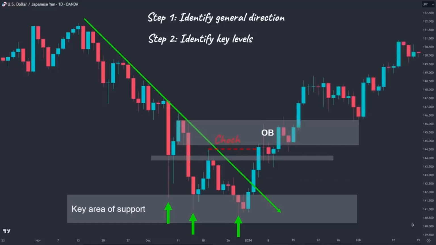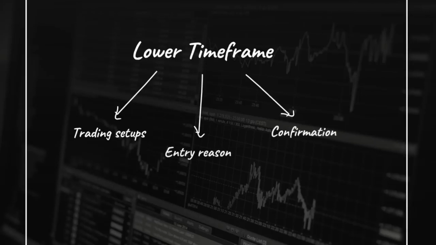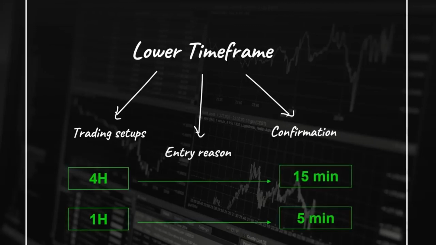As much as the higher timeframes are important, executing trades is done in the lower timeframes like 15 and 5 minutes. Combining the lower timeframes with the analysis timeframes is primarily for finding trading setups, entry reason, and confirmation. Usually, if we mark our trading zone in the 4-hour and 1-hour, we look for entering the market in the 15 minutes and 5 minutes respectively.